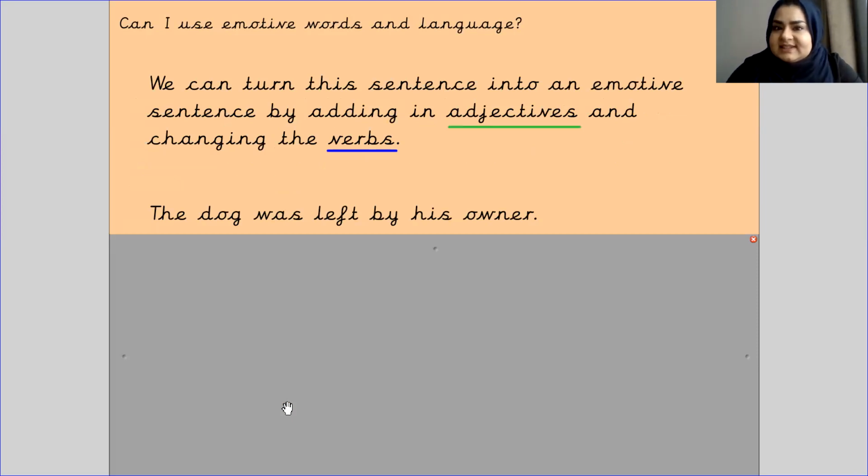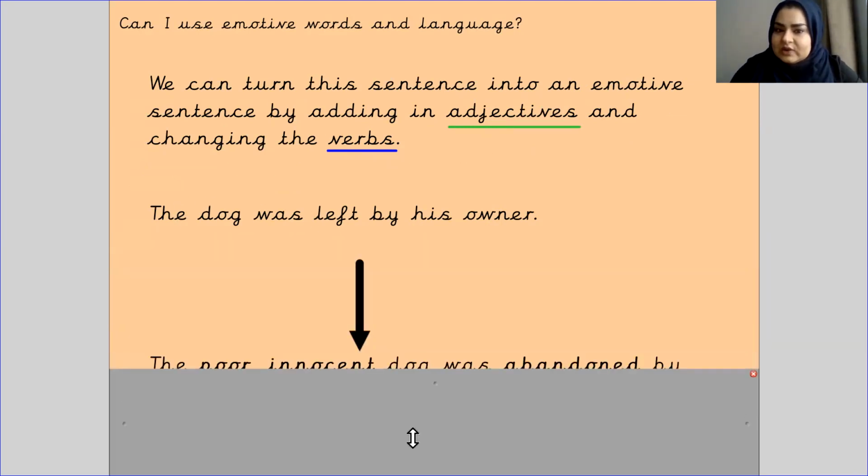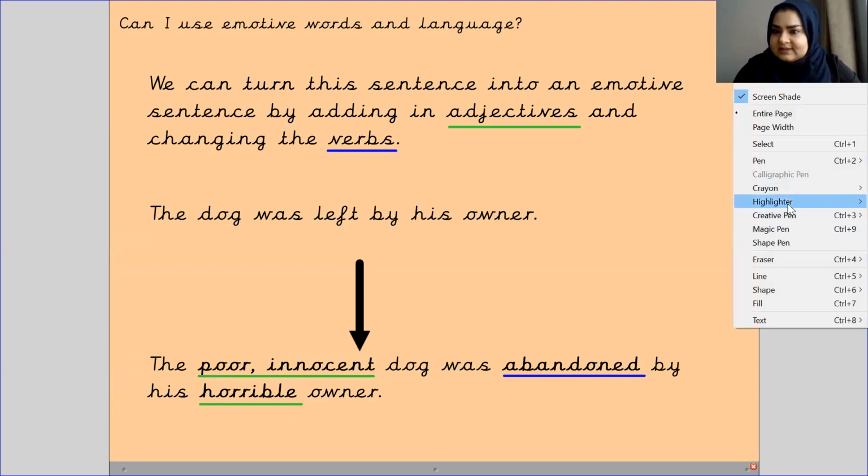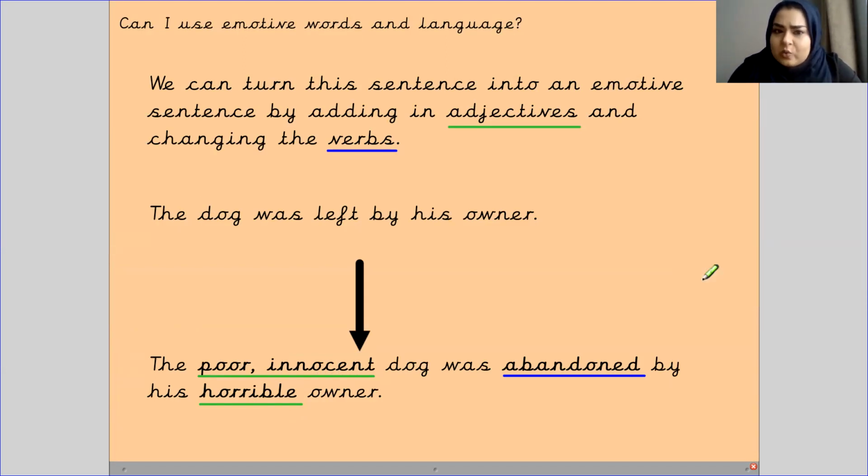Now, we can turn this sentence into an emotive sentence by adding in adjectives, so describing words, and changing the verbs. Okay, so if you change the verbs and add in adjectives, you have created an emotive sentence. It says here, the dog was left by his owner. I have changed it into this sentence. I have said, the poor innocent dog was abandoned by his horrible owner. Now, I want you to have a good think about which word did I change into an emotive verb.